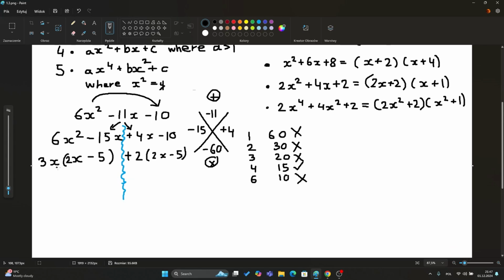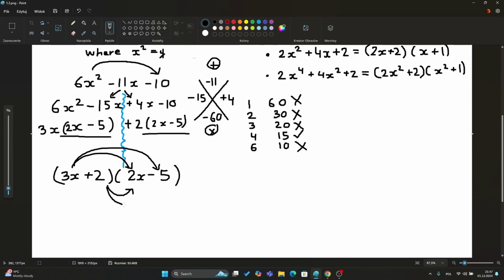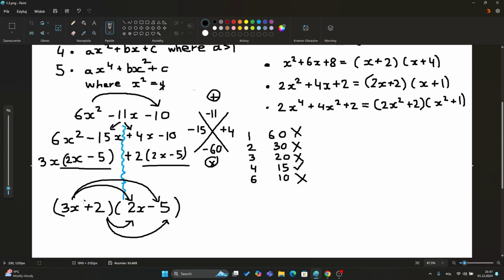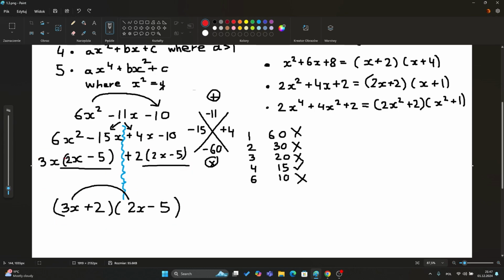And notice that these two are the same, so that means we can write it as 3x plus 2 and 2x minus 5. And why can we write it like this? Because 3x is times 2x minus 5 and 2 is times 2x minus 5. So this is the same as this. Now this expression has been factorized, and that's how you do it when a is greater than 1.